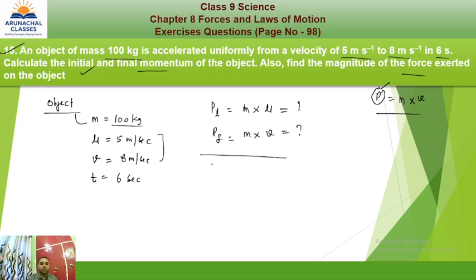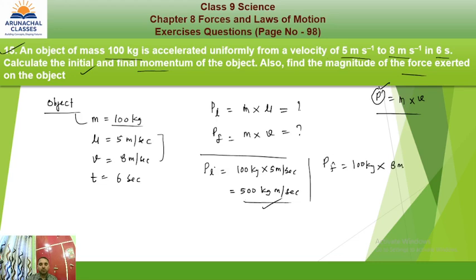So initial momentum is equal to mass, which is given as 100 kg, multiplied by initial velocity, 5 meter per second. So it is 500 kg meter per second, that is the initial momentum. Final momentum is 100 kg mass times 8 meter per second velocity. So 800 kg meter per second will be the final momentum.